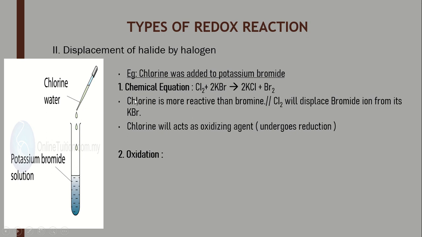So we can say chlorine is more reactive than bromine because chlorine is located higher than bromine in the group, right? Jadi chlorine will displace bromide in potassium bromide, displace bromide ion from its salt solution to become bromine. Kat sini chlorine will act sebagai oxidizing agent, ataupun we can say it undergoes reduction. Ingat, dia bertindak sebagai oxidizing agent tapi dia akan menjalani proses reduction. Now kita akan go for the first reaction, which is oxidation. Bermakna kalau chlorine undergo reduction, yang mengalami oxidation adalah satu lagi, iaitu KBr.